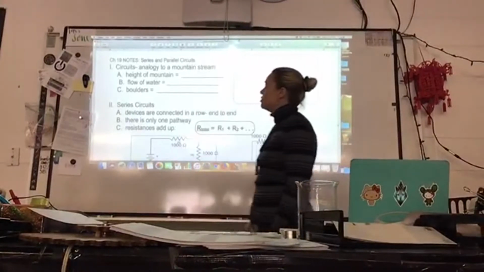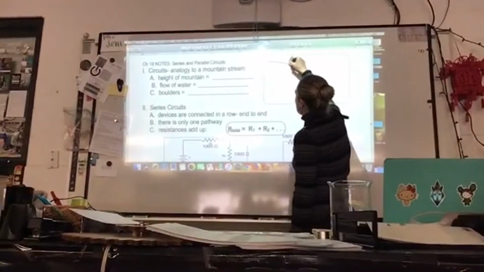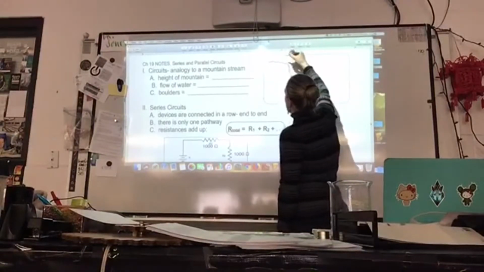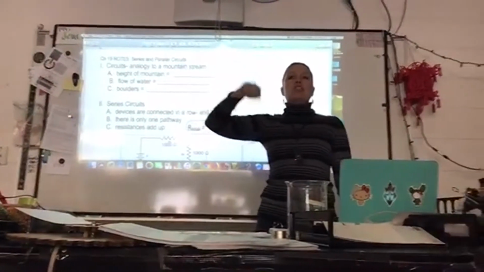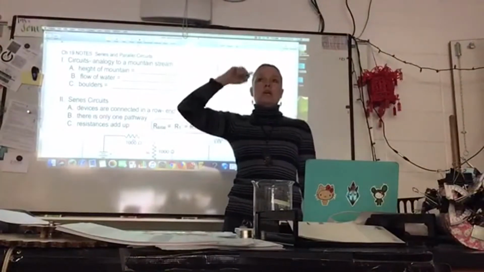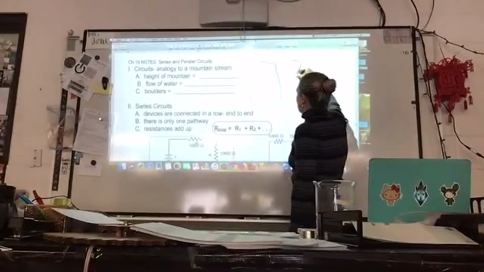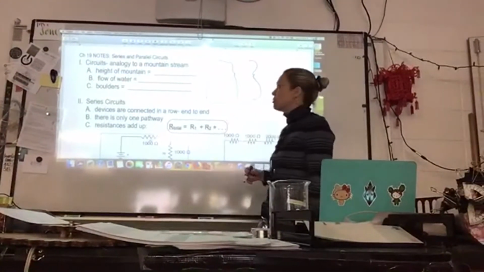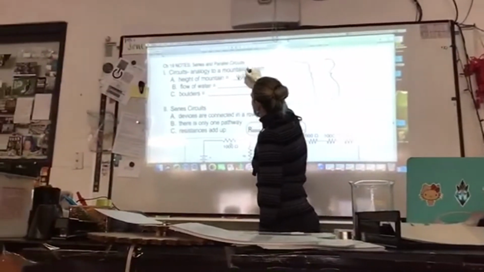We're going to do an analogy of a mountain stream. Here is a tall mountain. Actually, think more like a waterfall kind of thing. What about the height of the mountain? We want to make an analogy to voltage, current, and resistance. The higher the mountain, the bigger the difference in elevation. What would that correspond to? That would be the voltage.